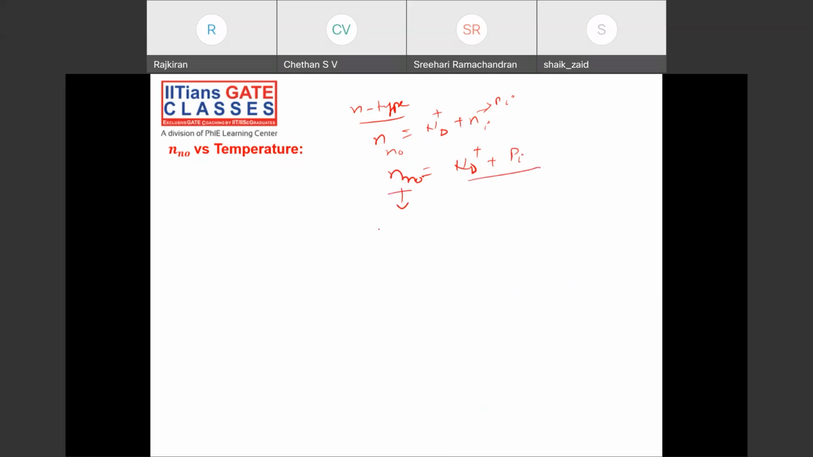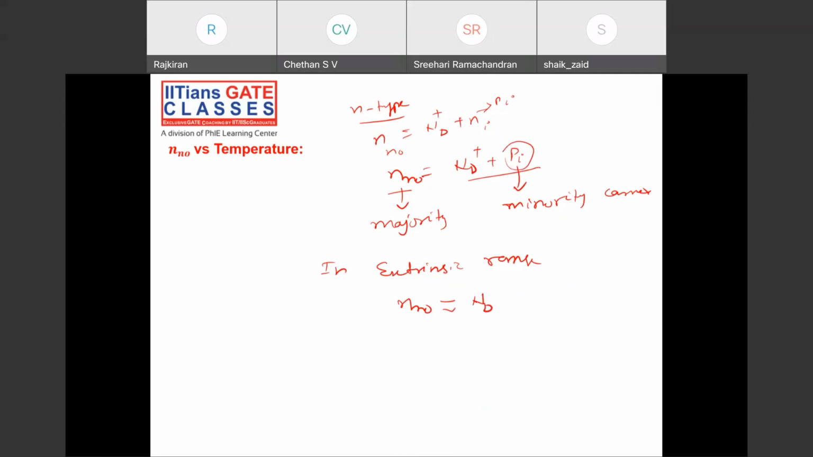Clear? This is called the majority carrier. This, Pi, is called the minority carrier. Right or not? So in the extrinsic range, n0 will be approximately equal to Nd, because the thermal generation is almost zero in the extrinsic range. Right. So this is nothing but my bond model.